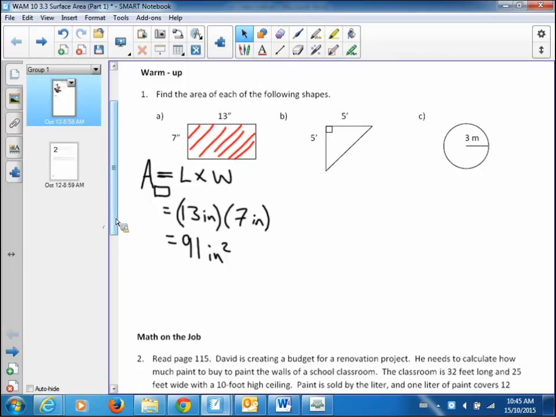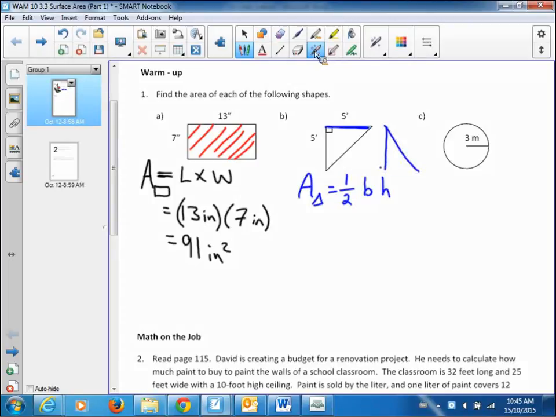Now, good with this one? The area of a triangle is equal to 1/2 the base times the height. Now, just because this base is actually at the top, you can imagine flipping that upside down, right? And then it would just be like this. Same thing. The base happens to be 5 feet, and the height happens to be 5 feet by coincidence.